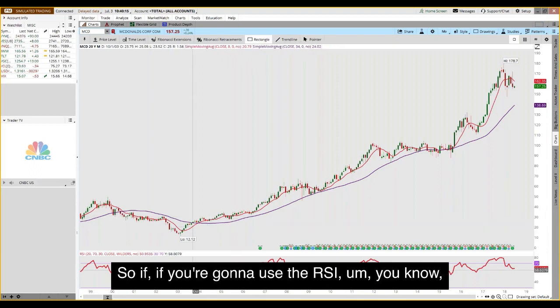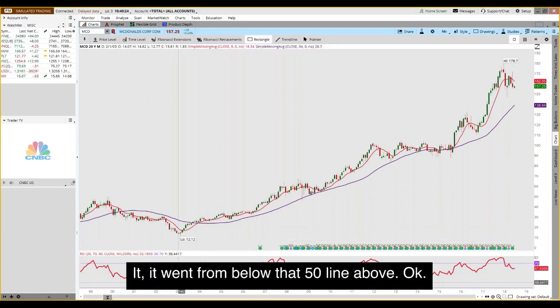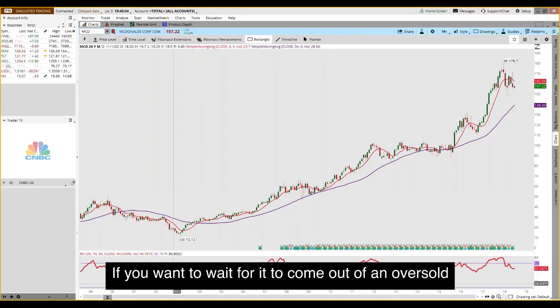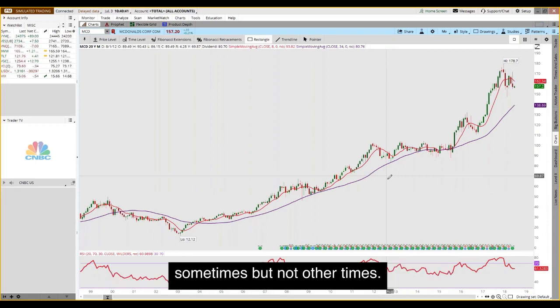So if you're going to use the RSI crossing the 50 line, let's say, yeah, that would have worked right in here. It went from below that 50 line to above. Okay. If you want to wait till it's in an overbought situation, you can do that. If you want to wait for it to come out of an oversold situation, you can use that. They're all going to work sometimes, but not other times.